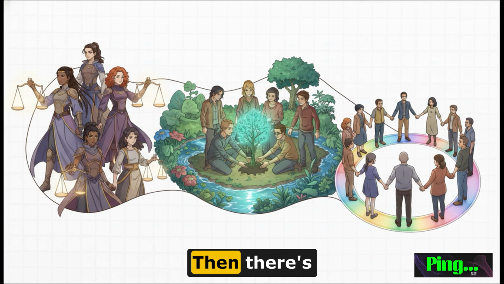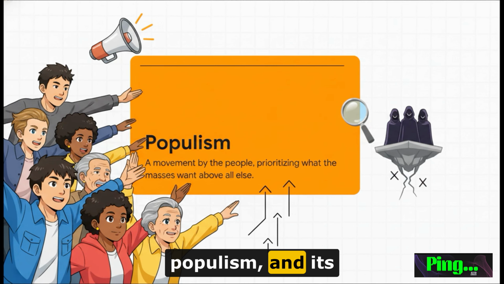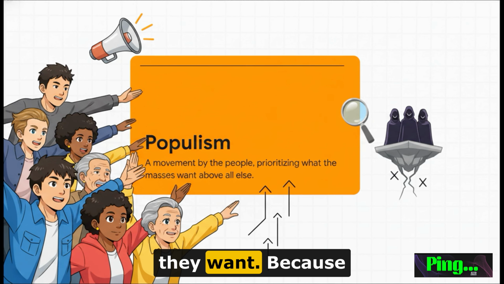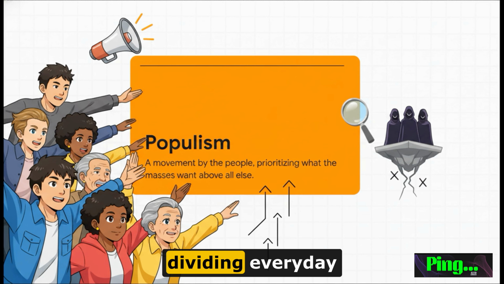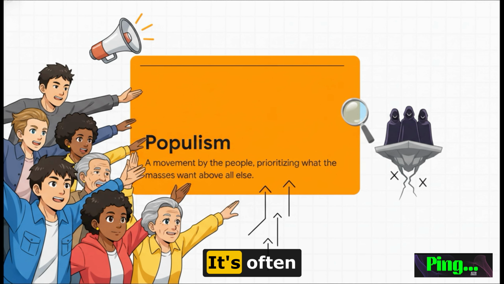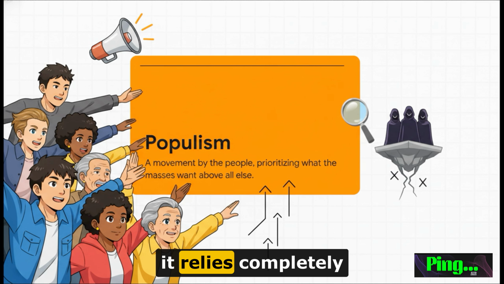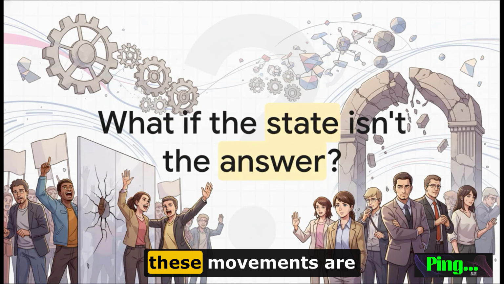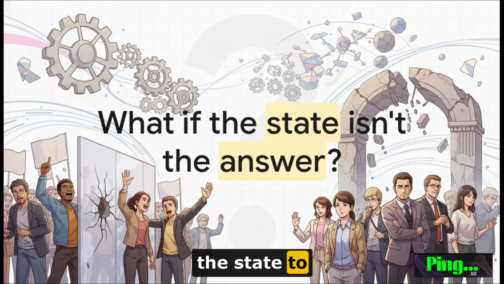for every single citizen. Then there's populism, and its golden rule is actually super simple. Give the masses exactly what they want. Because it thrives on dividing everyday people from the so-called elite, populism really has no permanent political loyalty. It's often entirely anti-establishment, inherently anti-politics, and it relies completely on the raw momentum of the crowd to drive its agenda. All these movements are constantly pushing the state to change.